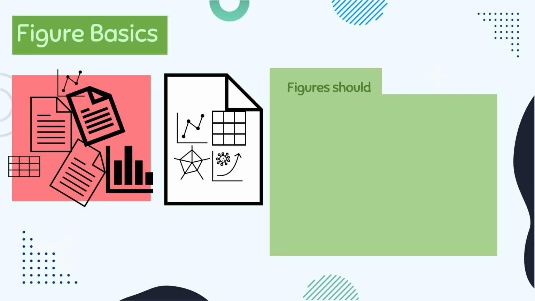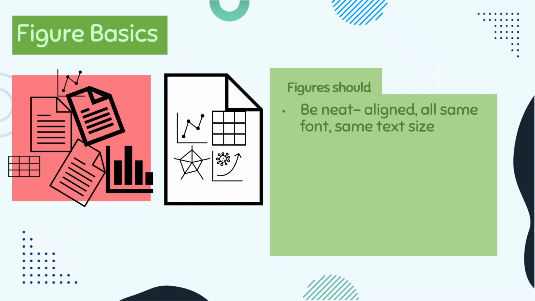So let's talk about some figure basics. Figures should be neat, aligned, all same font, all same text size. You want these to be presentable and attractive and professional looking. So by aligned, what I mean is that all the edges of your panels, which I'll describe in just a moment, should be along the same lines.